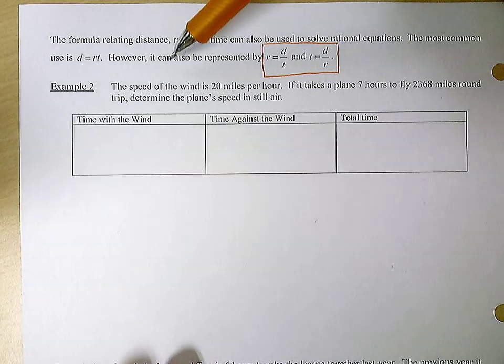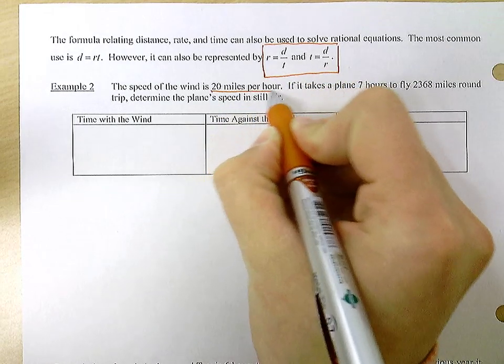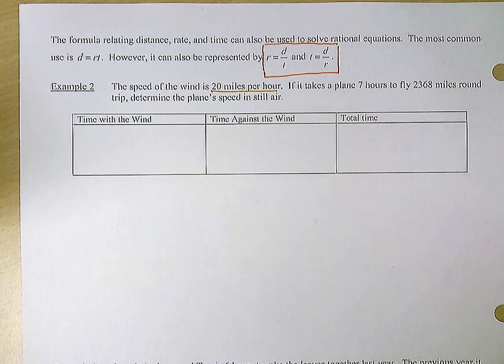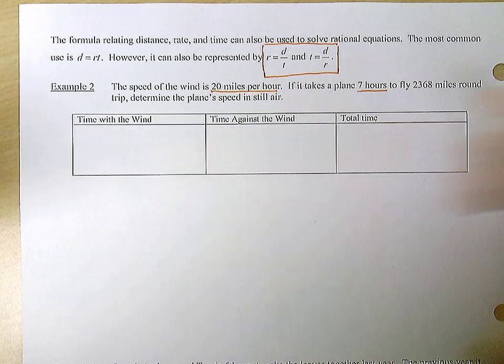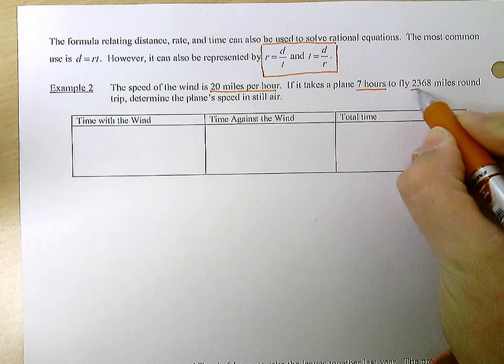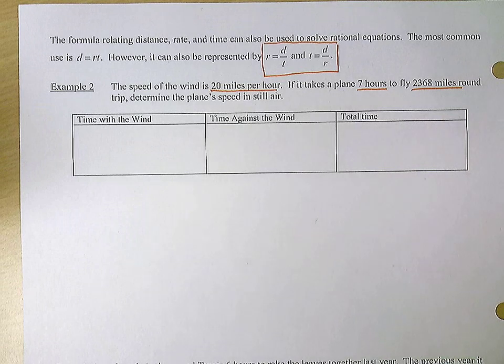The speed of the wind is 20 miles per hour. If it takes a plane 7 hours to fly 2,368 miles round trip, determine the plane's speed in still air. So no friction from the air like physics would have.